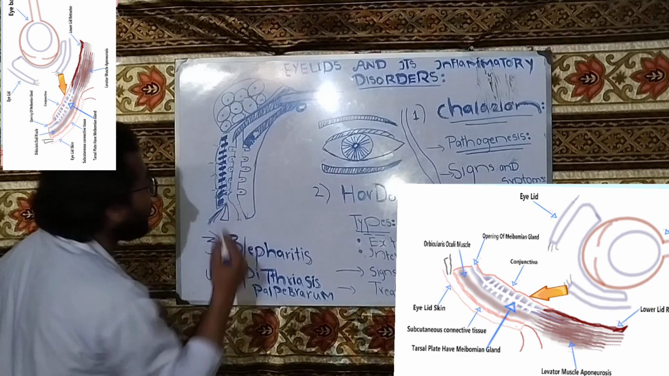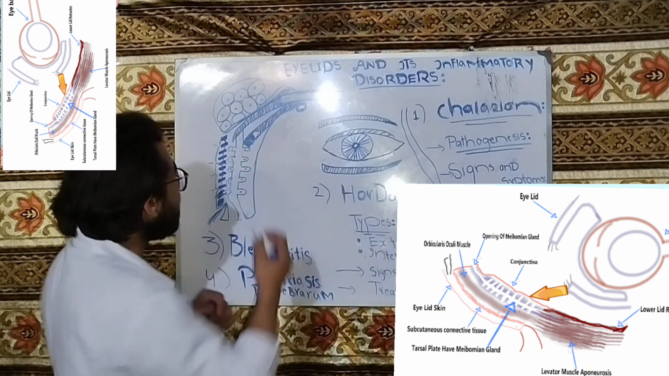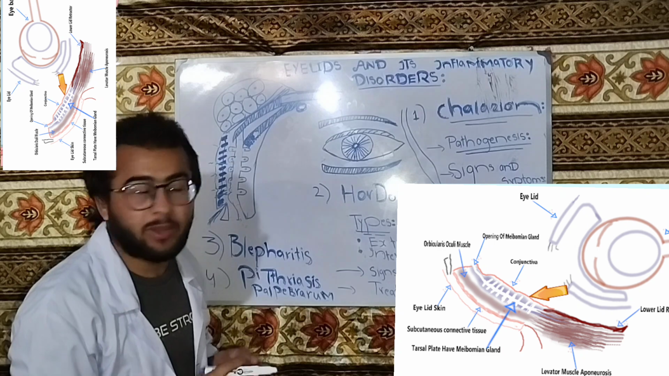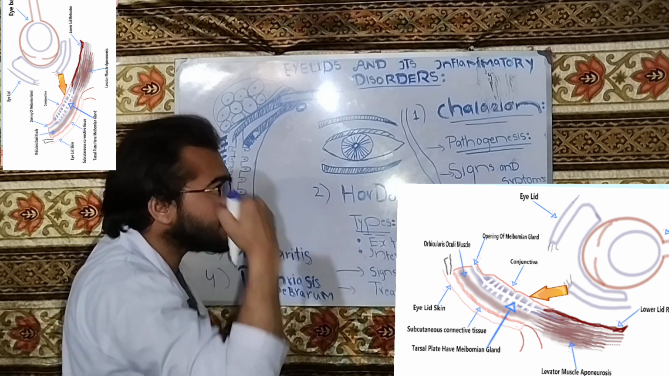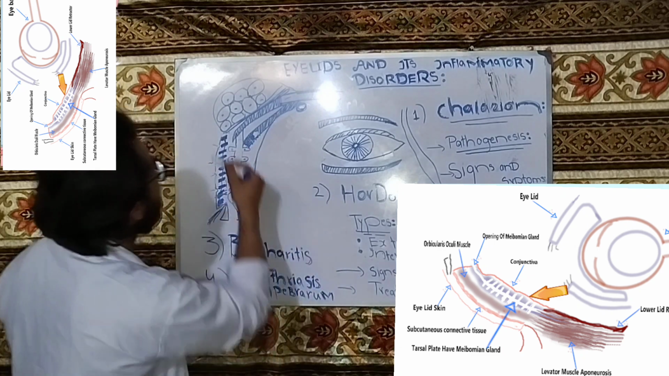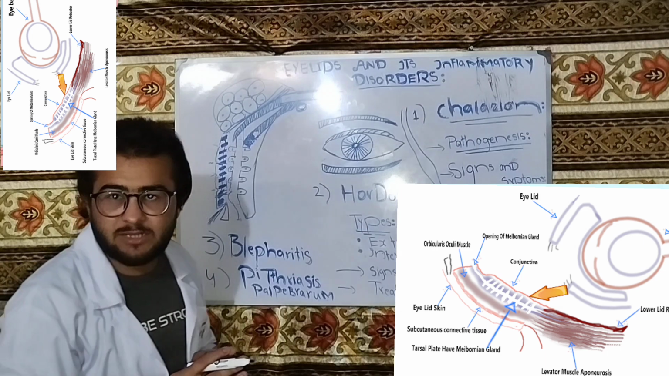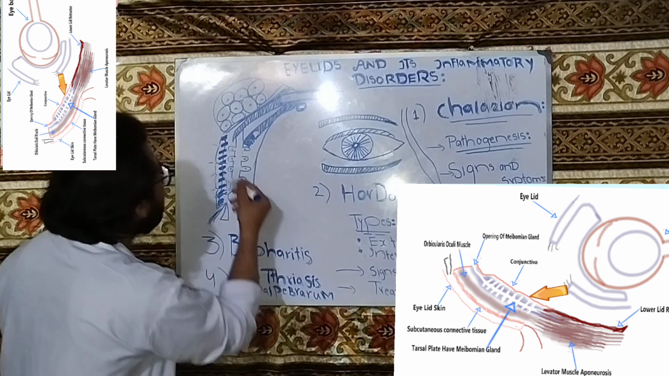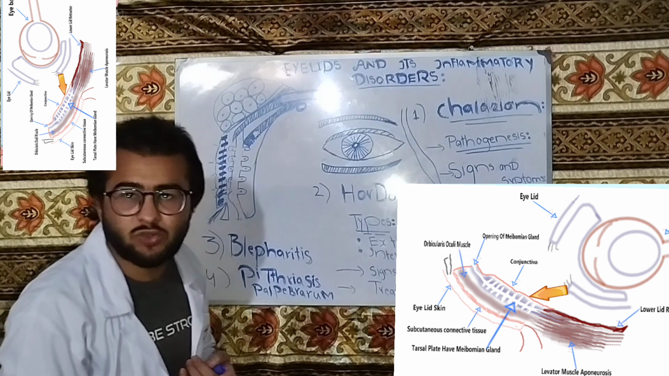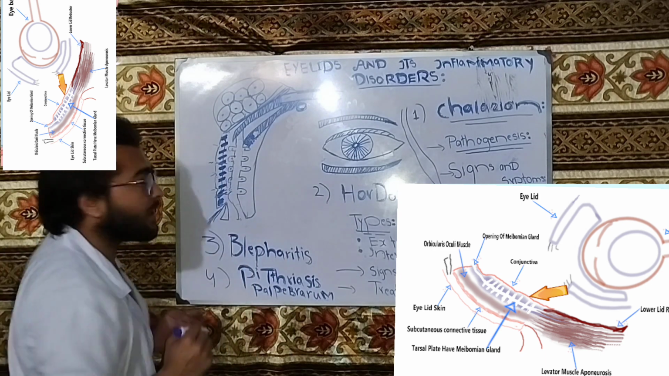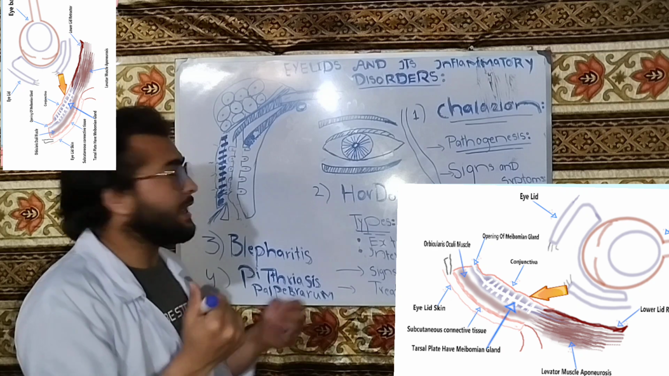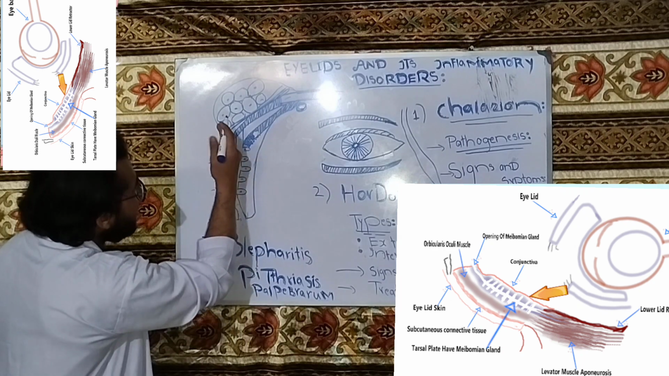The third layer of the anterior lamella is the palpebral part of the orbicularis muscle, the orbicularis muscle which surrounds our eye. The fourth structure in the anterior lamella is the submuscular connective tissue. Below the muscular layer is the connective tissue which contains nerves, blood vessels, etc. So this is the anterior lamella.